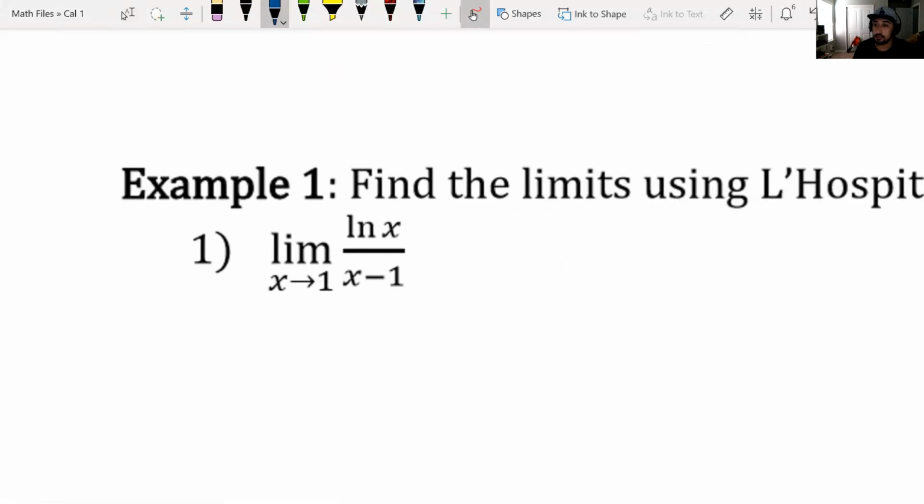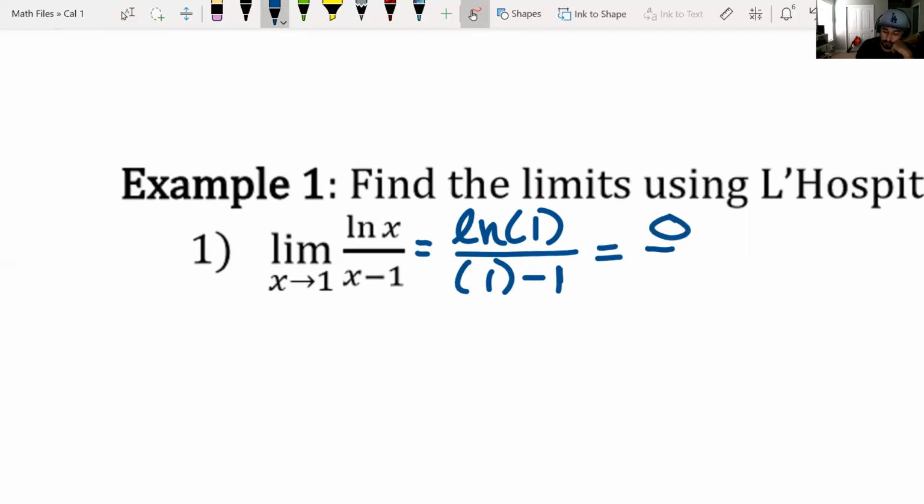In order to use L'Hôpital's, we first have to see if we get something indeterminate. So our very first step, always with limits, is, hey, plug the number in. Let's go ahead and plug in 1, and let's see what happens. If I plug in 1, I get the natural log of 1 over 1 minus 1, which gives me 0 over 0. And now this is what we're looking for, because this is an indeterminate form.